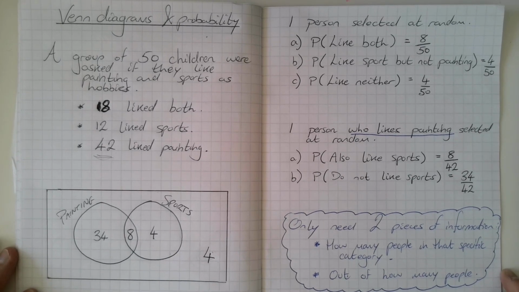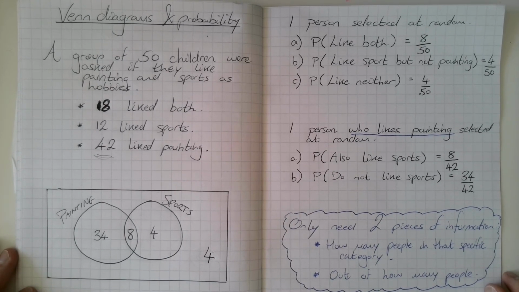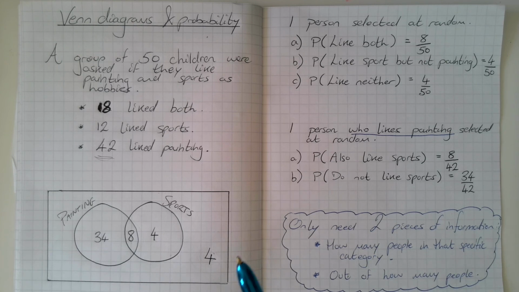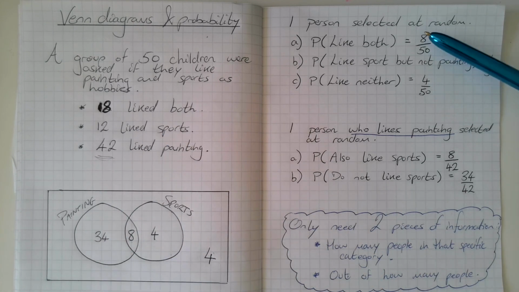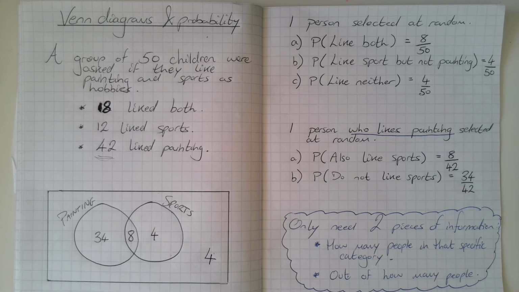So this is just the one example I'm going to do for today's video. Your worksheet is very similar to this, where you have some Venn diagrams and you're asked some probability questions. Remember to take a photo of your work and upload it onto Google Classroom so that your teacher can see what you've done.